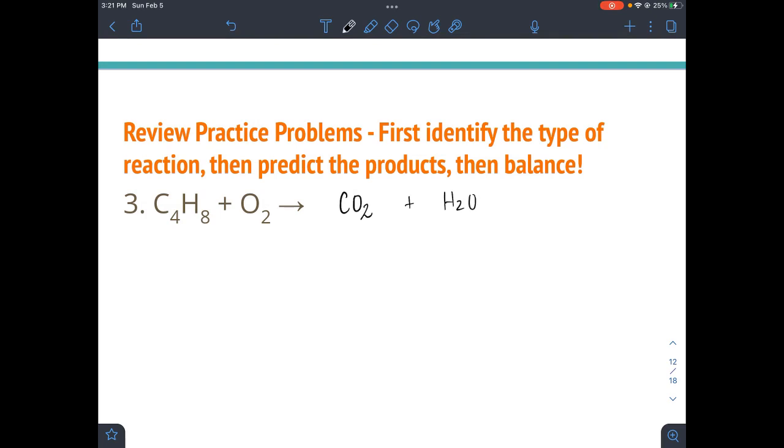All right, so I balance them in the order CHO. My carbon starts with 4, so I need to put a 4 in front of the carbon dioxide to balance it. So 4 to start, but only a 1 over here. Put a 4 in front of the CO2 because 1 times 4 equals 4. Carbon dioxide is balanced. Next up is hydrogen.